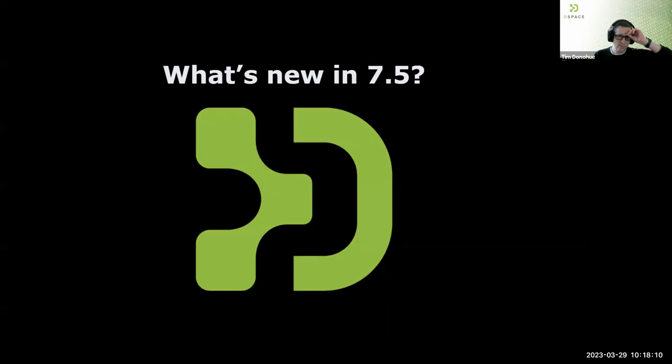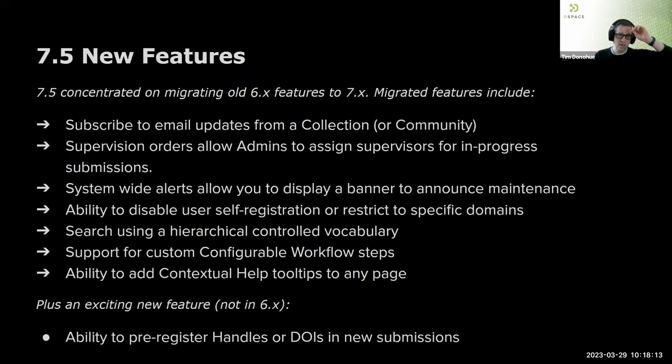So in terms of what is out in 7.5, these are the brand new features that came out in the 7.5 release, the main ones. The core goal of 7.5 was to concentrate on migrating old DSpace 6 and DSpace 5 features into DSpace 7. So we're trying to bring both platforms into feature parity, where DSpace 7 has the same features as DSpace 6, and it makes your upgrade a little bit easier. So these features listed here were all back in DSpace 6. They've now been ported over to DSpace 7, and they exist as of 7.5.